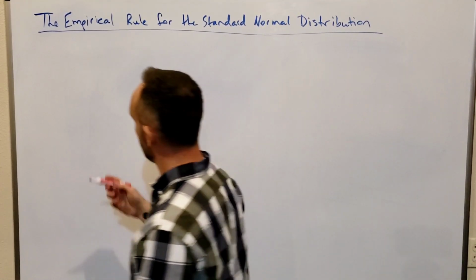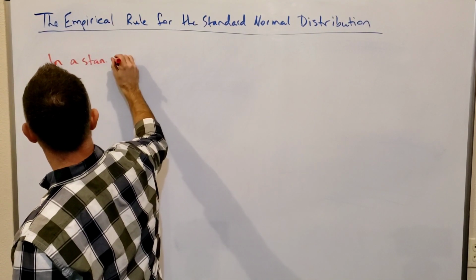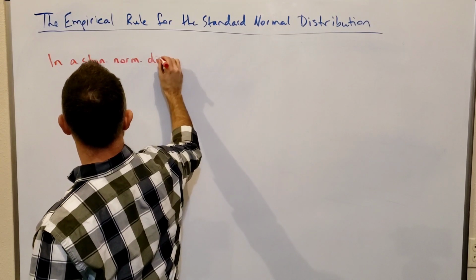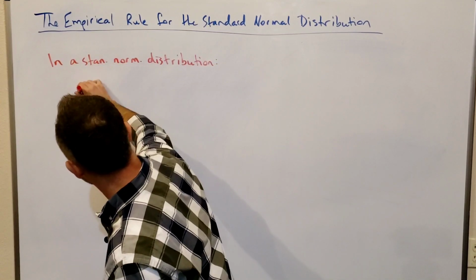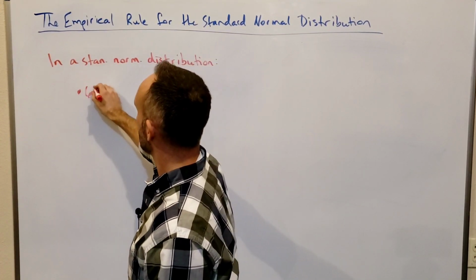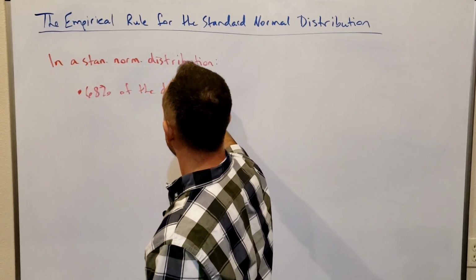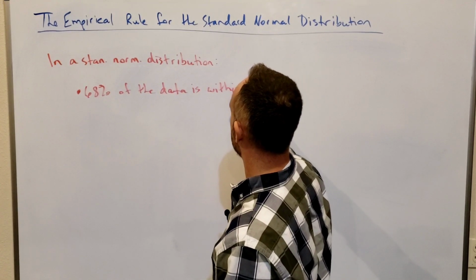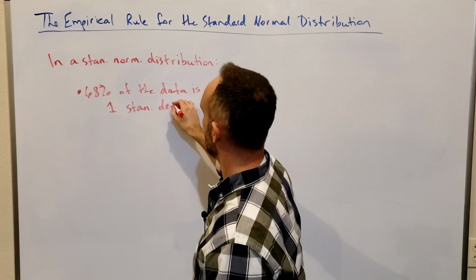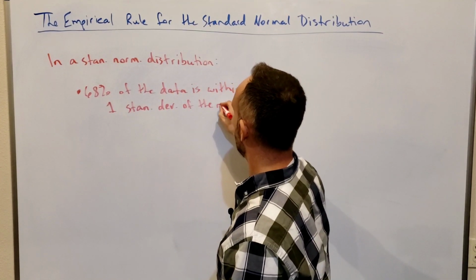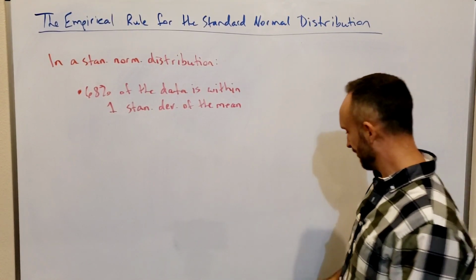So the empirical rule says, in a standard normal distribution, 68% of the data is within one standard deviation of the mean. 68% of the data is within one standard deviation of the mean.